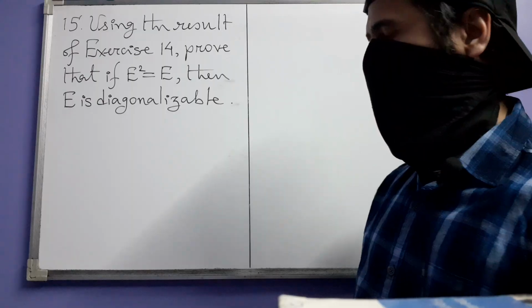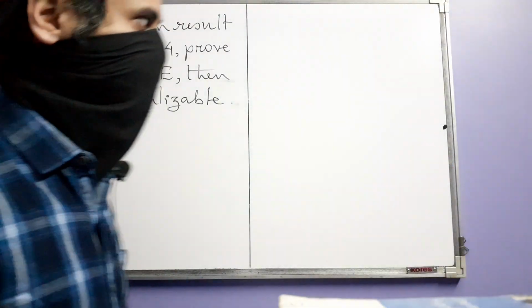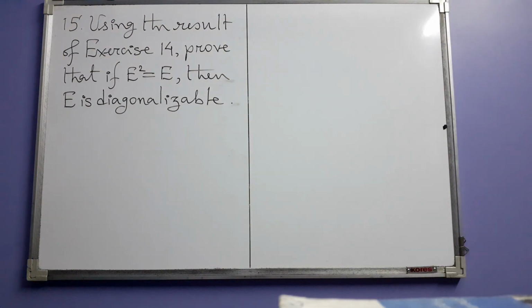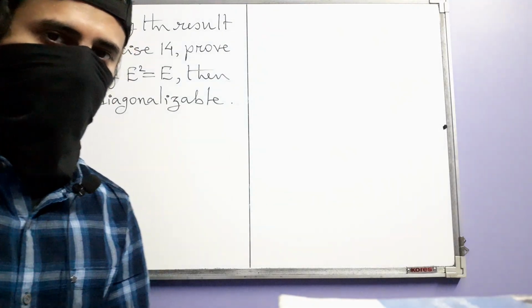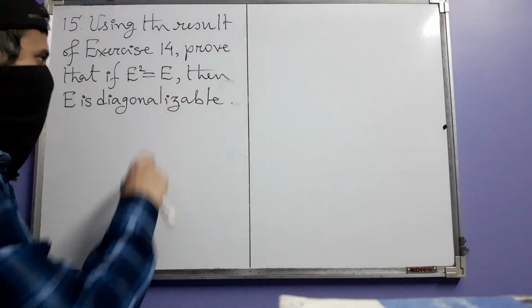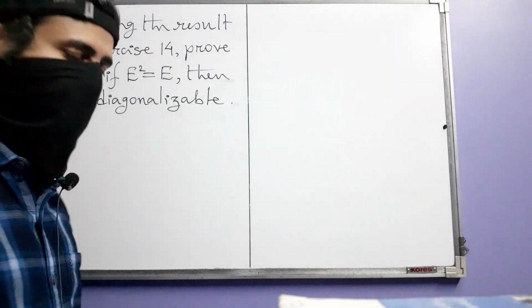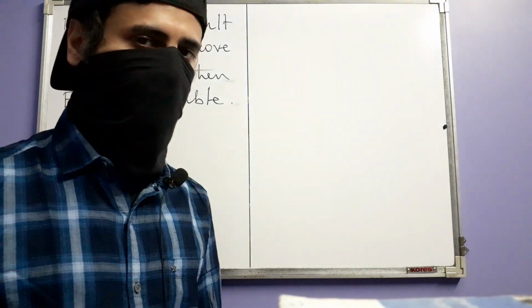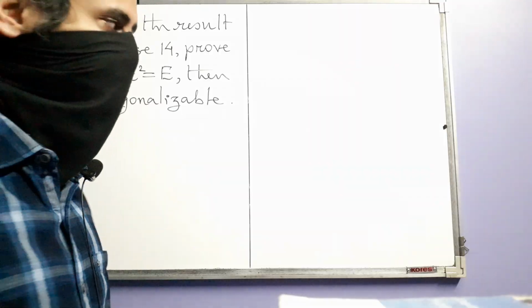Okay, so the next one is 15. In this one we have to use the result of exercise 14 to prove that if E is a linear operator whose square is equal to itself, then it is diagonalizable. So let us recall the result of exercise 14.